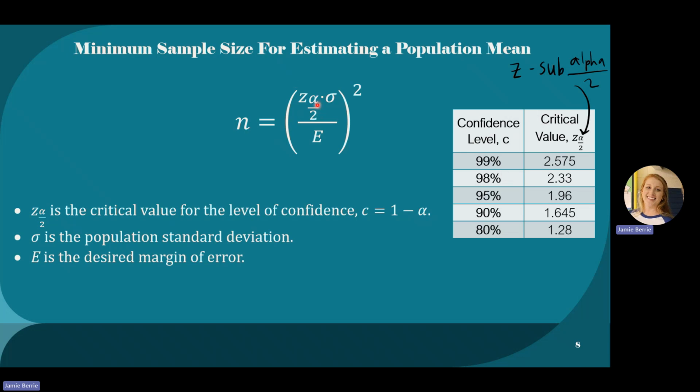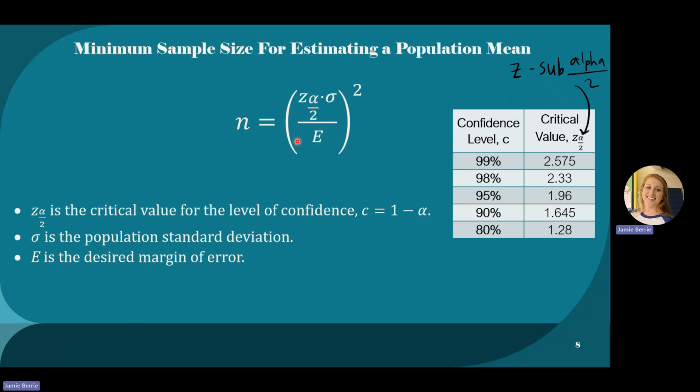All right, so this first piece is just the critical value multiplied by the population standard deviation, which will be given to you in the problem. Again, the only thing that will not be given to you in the problem is the critical value, and that's given to you right here in this table. So the critical value given to you in the table times the population standard deviation given to you in the problem, divided by what we call the margin of error.